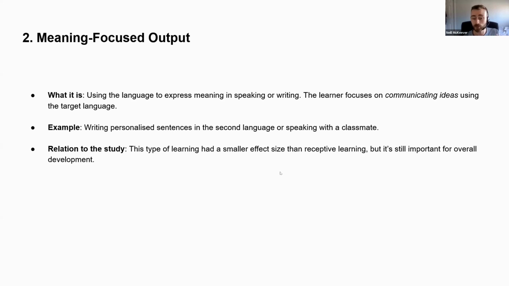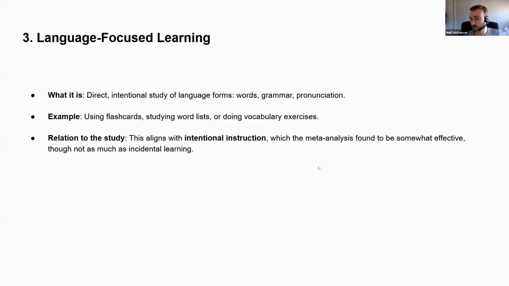The next one is meaning-focused output. This is using the language they learned to express meaning, for example in speaking or writing. The learner focuses on communicating ideas using the target language. You probably do this in class, for example writing personalized sentences in the second language or speaking with a classmate. It does say that this type of learning has a smaller effect size than other types, but it is still important.